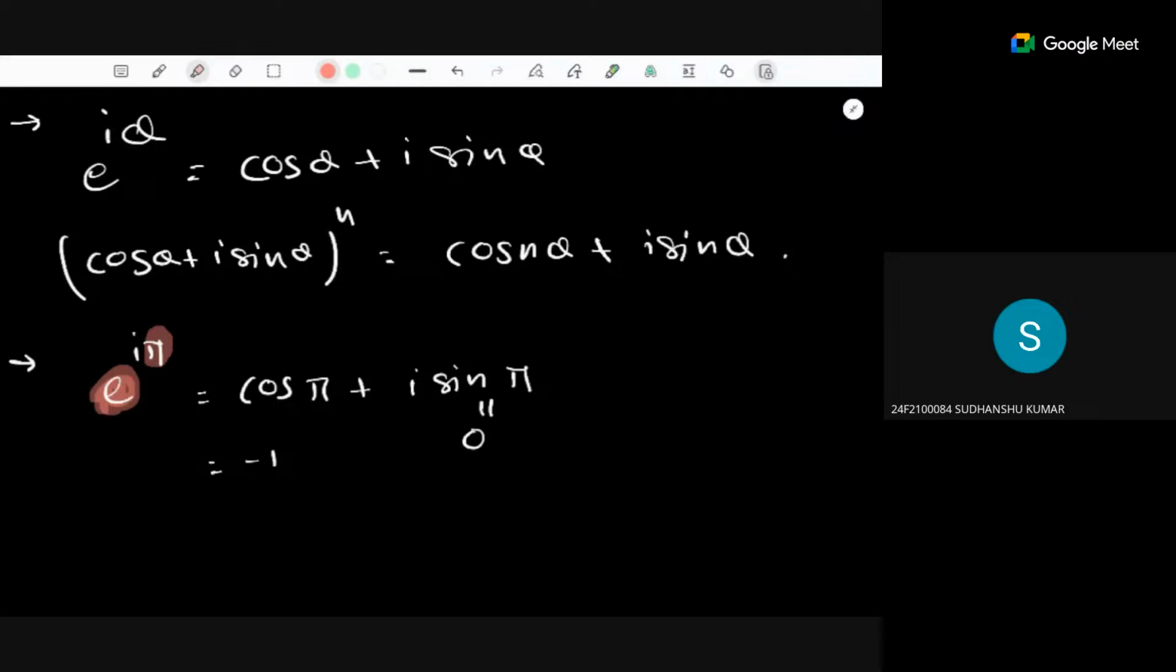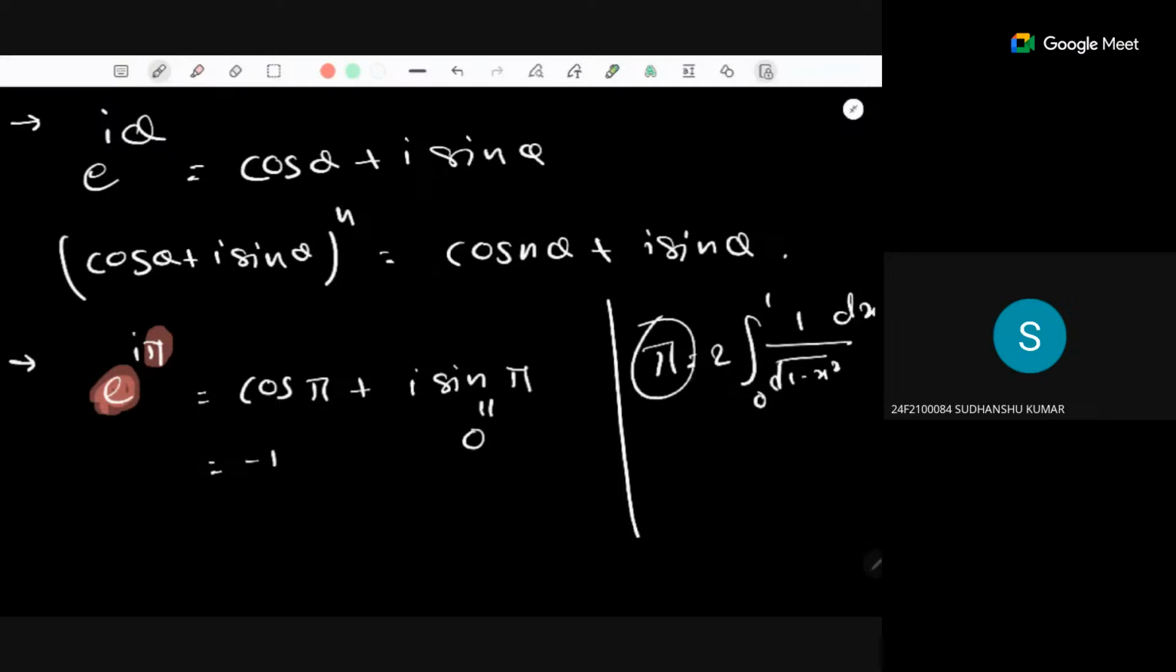Pi can be defined in several ways. In our course, we have defined pi as twice the integration from 0 to 1 of 1 upon under the root of 1 minus x square dx, right? So in our course, we have defined pi as the value of this particular integral. But there are also other ways to define the number pi. One can define pi as the area of the unit circle. We have defined it using the arcsine, but there are several descriptions for these numbers, pi and e.